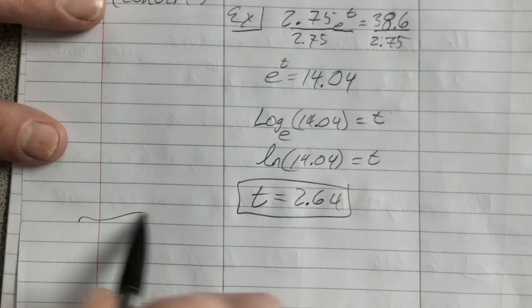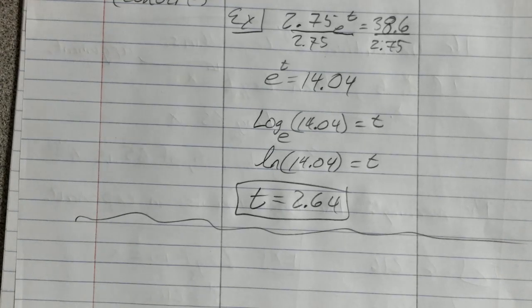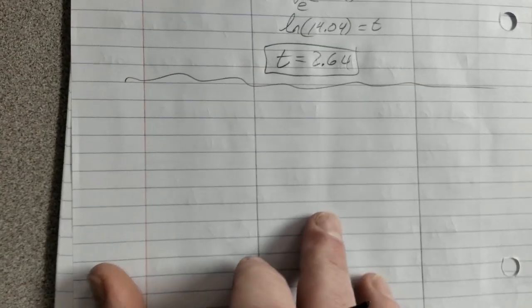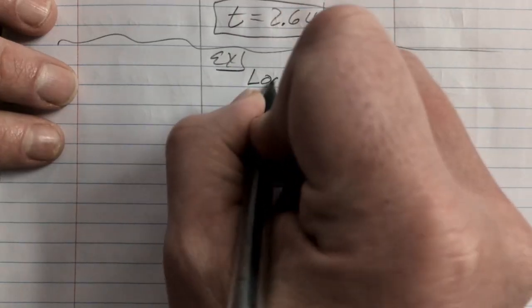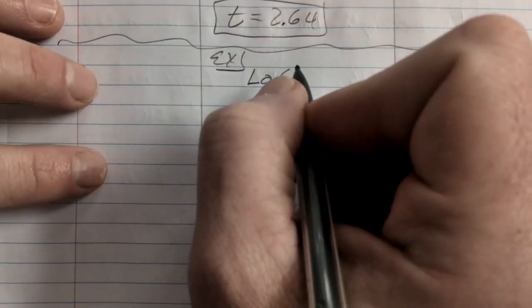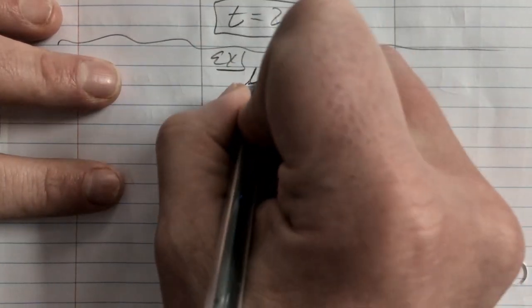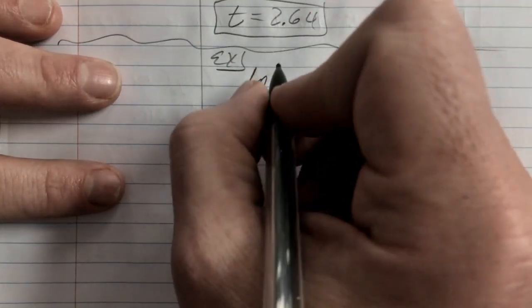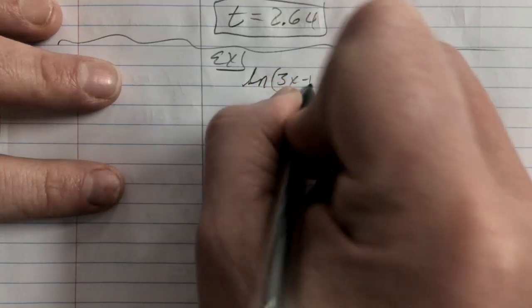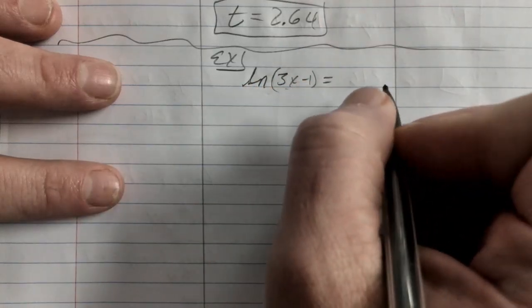Okay. Hypothetically speaking, let's try another example here. What if we had something like, no, sorry, my bad. The natural log of 3x minus 1 equals 2.